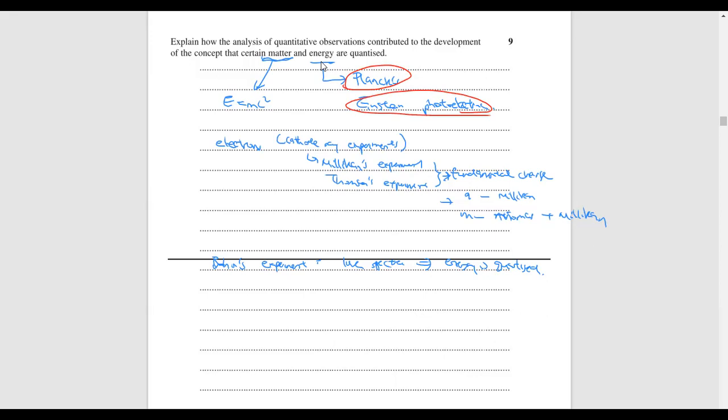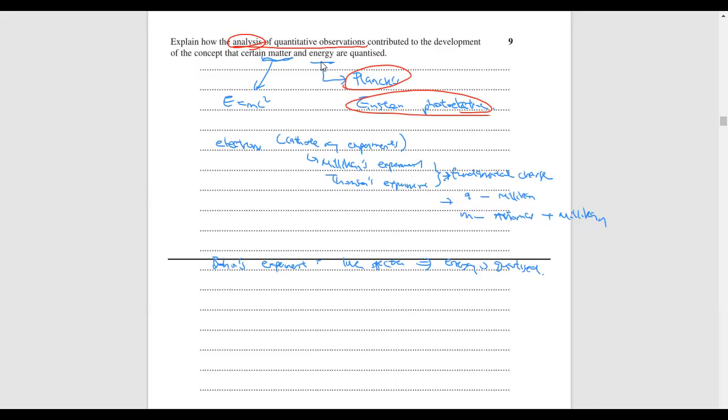Just pick 2 or 3, talk about them in depth, write the analysis of quantitative observations. So you've got to focus on the analysis. For whichever one you write, you need to actually talk a bit about the analysis. So how did Planck analyze his? How did Einstein analyze his? How did Thomson and Millikan analyze theirs?